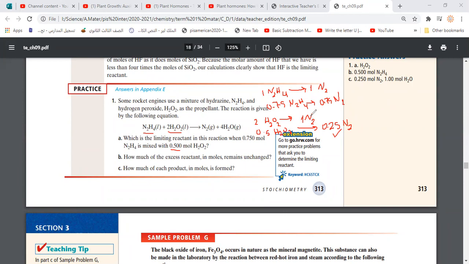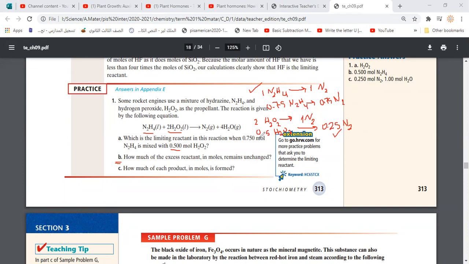Okay, so here he asks another question. How much of the excess reactant in moles remains unchanged? That means how much of the hydrazine is left, not reacted. Okay, guys. Half. How could you know? Because we asked here, so let's check this one. We know that this one is the excess amount.